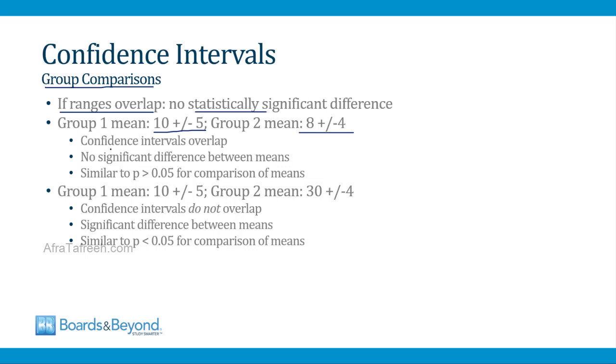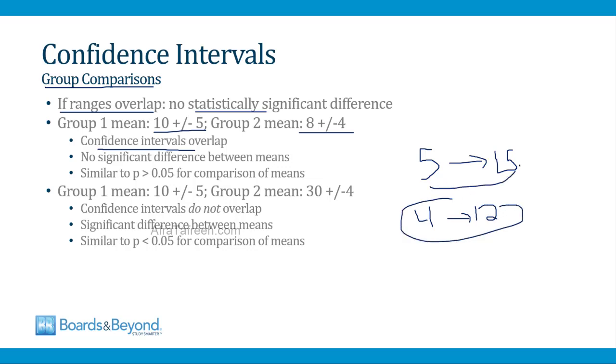Hopefully you can appreciate that these confidence intervals overlap, okay? For group 1, the confidence intervals go from 5 all the way to 15. And for group 2, the confidence intervals go from 4 all the way up to 12. And these two ranges overlap because some of the numbers in this group are also in this group, and therefore there's no significant difference between means. This is the same thing as finding a p greater than 0.05 for a comparison of the means.